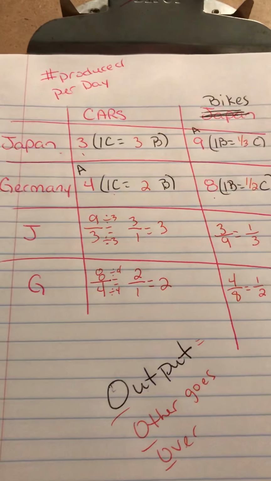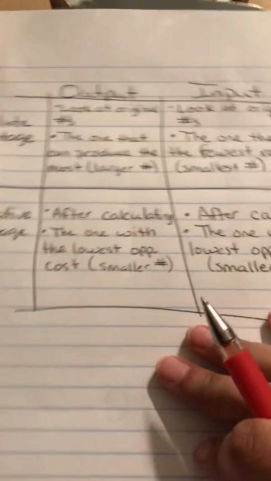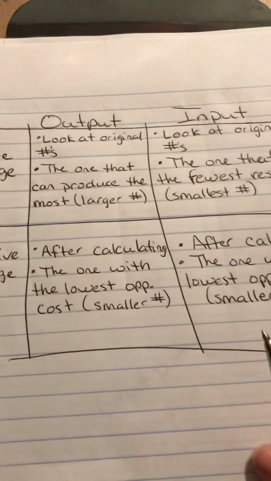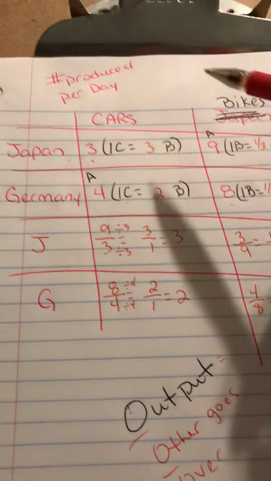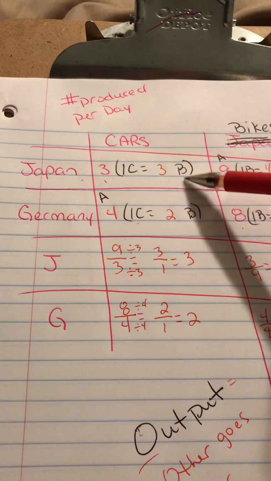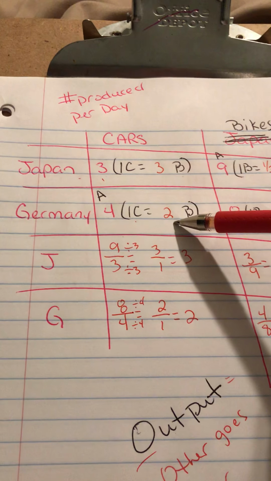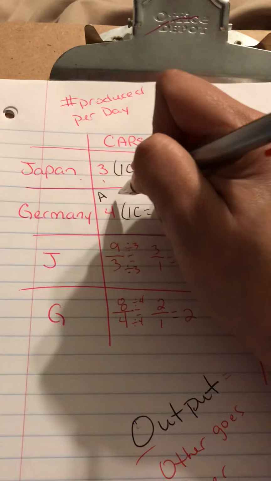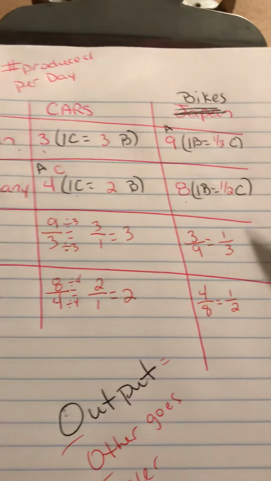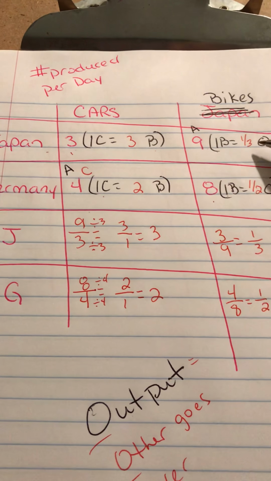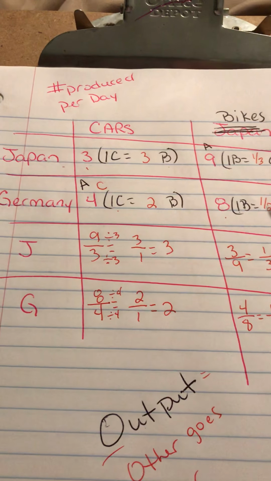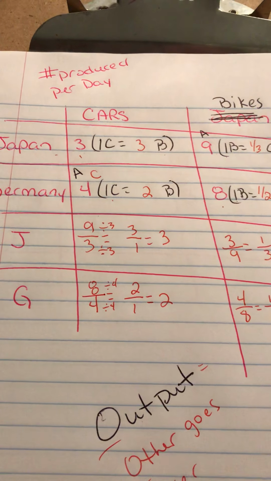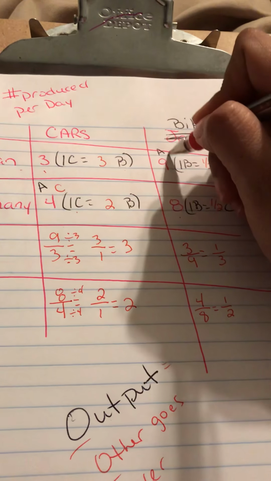So let's figure out who has comparative advantage. Remember, comparative advantage is the one with the lowest opportunity cost, or the smaller number, after calculating. So Japan gives up 3 bikes while Germany gives up 2 bikes. So Germany gives up less. Their opportunity cost is lower. So Germany has comparative advantage. And for bikes, Japan gives up 1/3 of a car, and Germany gives up half of a car. So Japan has comparative advantage.